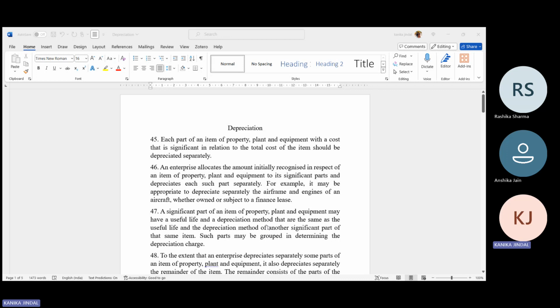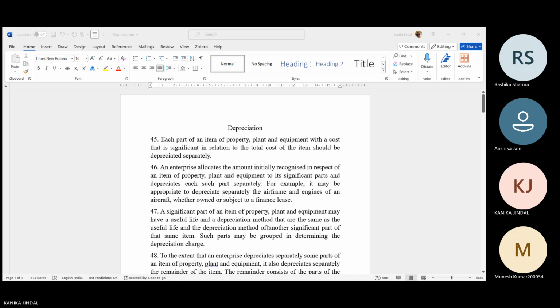So when we have an asset, we use that asset for our business operations and other purposes. When we use the asset, the value of that asset decreases with time, due to wear and tear or because of any other factors. That decrease in value is known as depreciation. Now, as per AS10, that is property, plant and equipment, the guidelines regarding depreciation are given here.